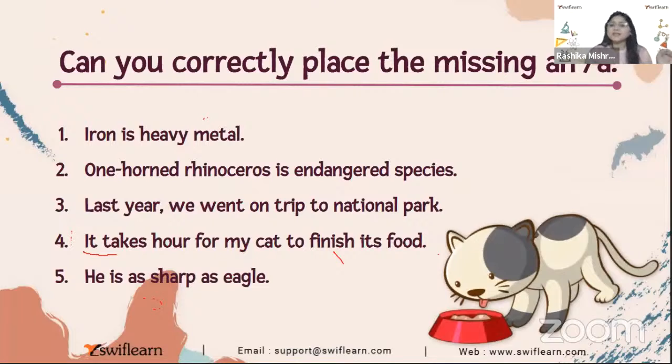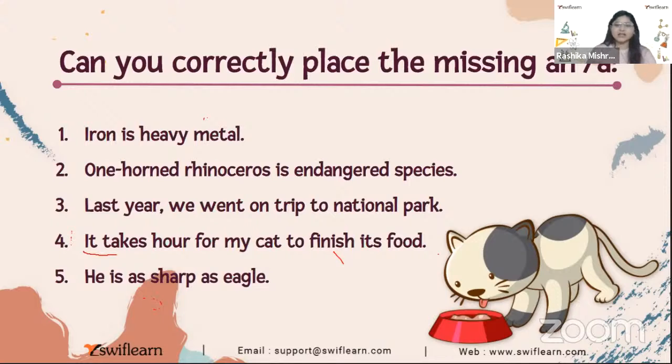Can you correctly place the missing article? Okay, in this sentence, an article is missing. So you have to tell me what article is suitable here. Okay, quickly check the questions and quickly answer me in the comment box. I'm waiting for your comment. Please let me know if you already know the answer.